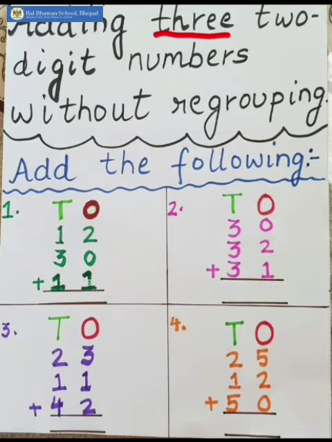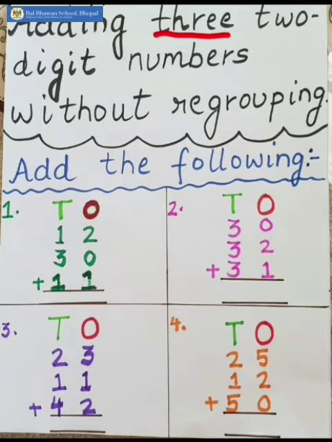Now without regrouping. Regrouping means to form new groups. So whenever you add and you get a two-digit number, in that case you have to do regrouping. But right now we are not doing regrouping. We will add without regrouping. So later in this chapter only you will be learning how you can add with regrouping. So this much is enough for you to know.